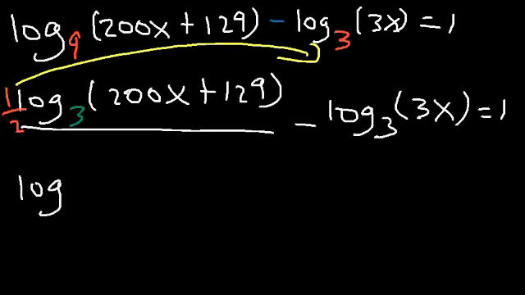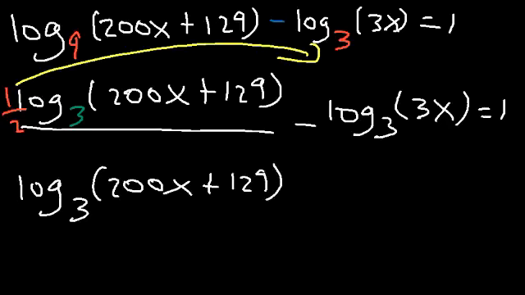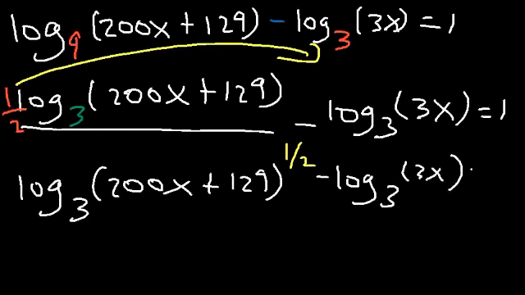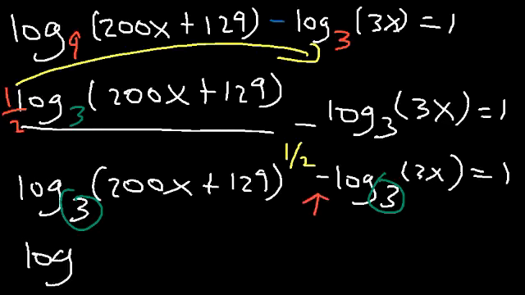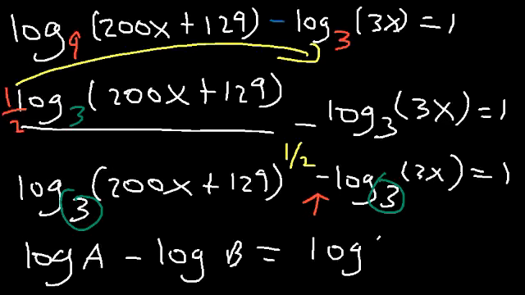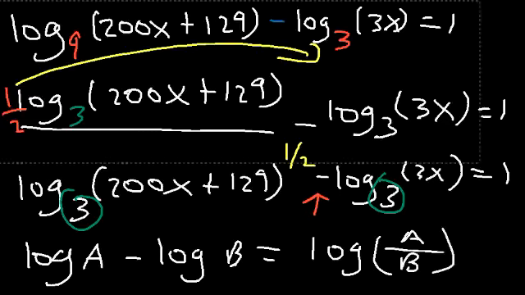So this is equivalent to log base 3 of (200x plus 129) raised to the 1/2 minus log base 3 of 3x equals 1. So now that we have the same bases, we can combine the two log expressions into a single log. But notice that we have a subtraction sign. You need to know this property: log A minus log B is log A divided by B. So let's go ahead and use that formula.